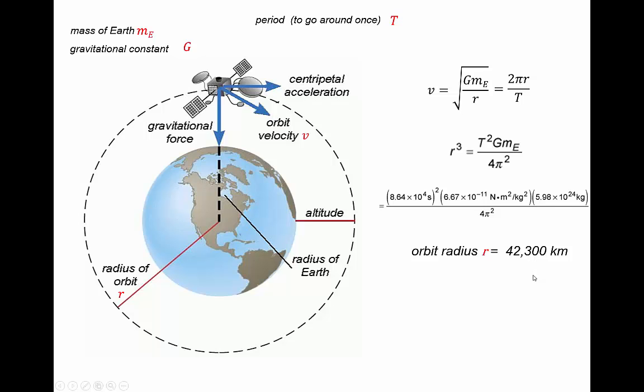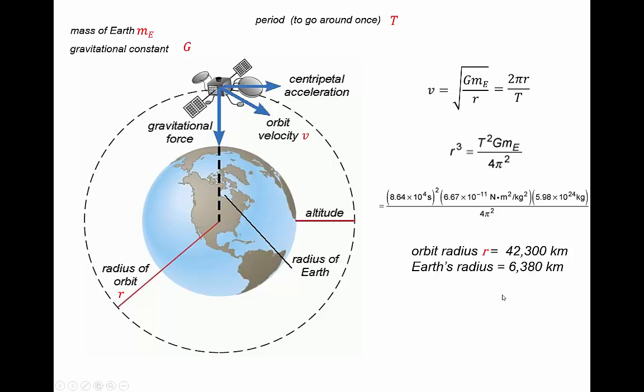42,300 kilometers. Now, that is not quite the same as the number you saw before, and that's because what we saw before is the altitude above the Earth's surface. So I have to subtract the distance from the Earth's center to the surface from the total orbit radius to get the altitude.